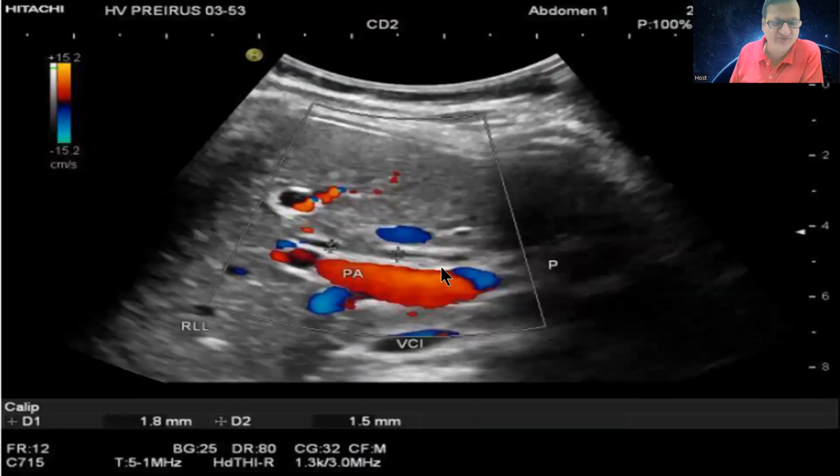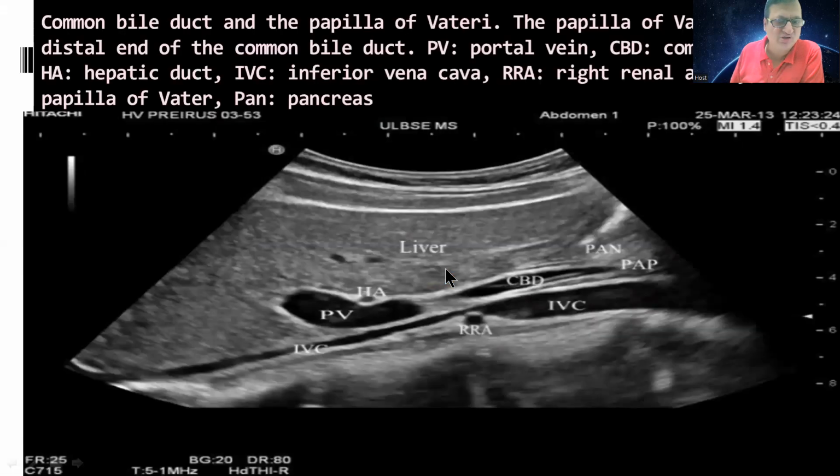This is also the area of the porta hepatis. We can put the color on to evaluate the portal vein and also the hepatic artery, and also to differentiate the common bile duct from the portal vein. This is again the portal vein, hepatic artery, and common bile duct.